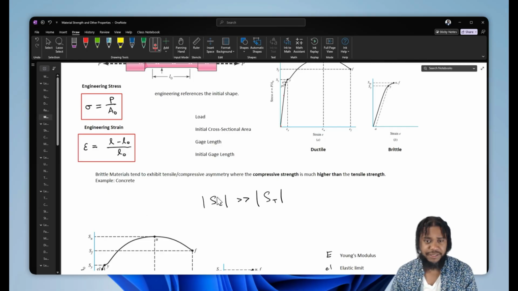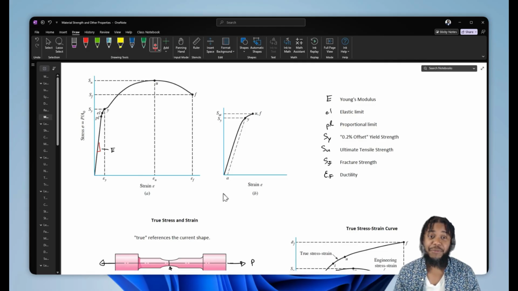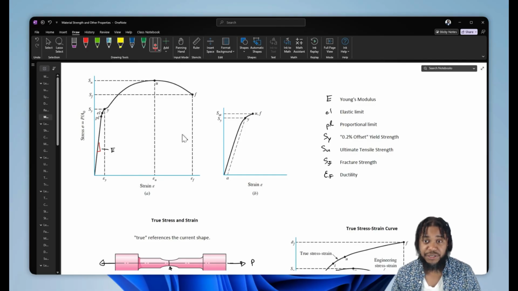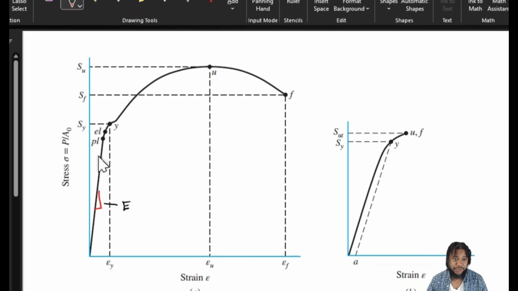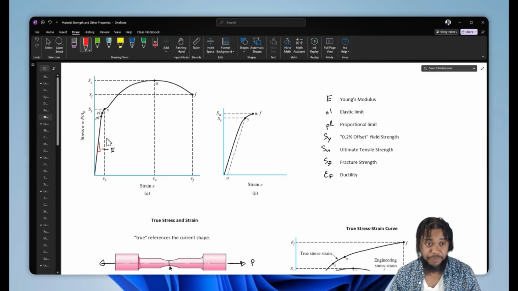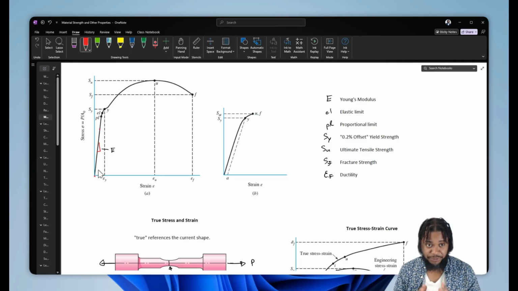So now that we've got this idea in hand, let's look at our engineering stress-strain curve and note some properties that we can find in this curve. The first property that we can find is what we call the Young's modulus. This is the slope of the elastic region of our curve, the area where if we were to stretch our part up to a certain amount of stress and then unload it, our part would return to its original shape. That slope that we see in that linear region is Young's modulus.